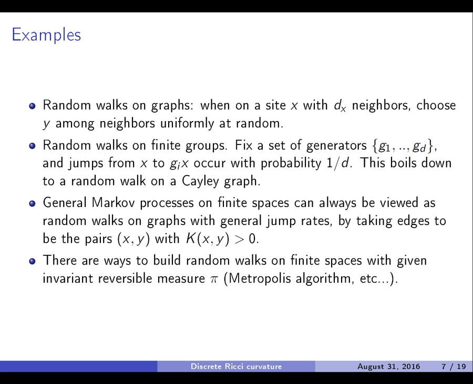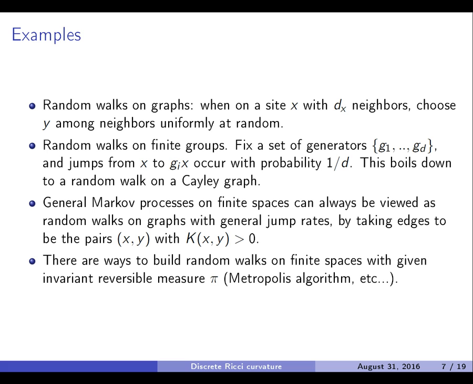So before going further, I want to expand a bit on what kind of examples of Markov chains we have in mind when looking at this. A typical example is uniform random walks on graphs. You have some graph, and when on a site x, you look at how many neighbors it has, and when you jump, you choose one of the neighbors uniformly at random and you jump to it. Another example to have in mind is random walks on finite groups. Now you fix a set of generators, and you jump from x to gx with probability 1 over the number of generators. So you choose one of the generators uniformly at random, and you jump.